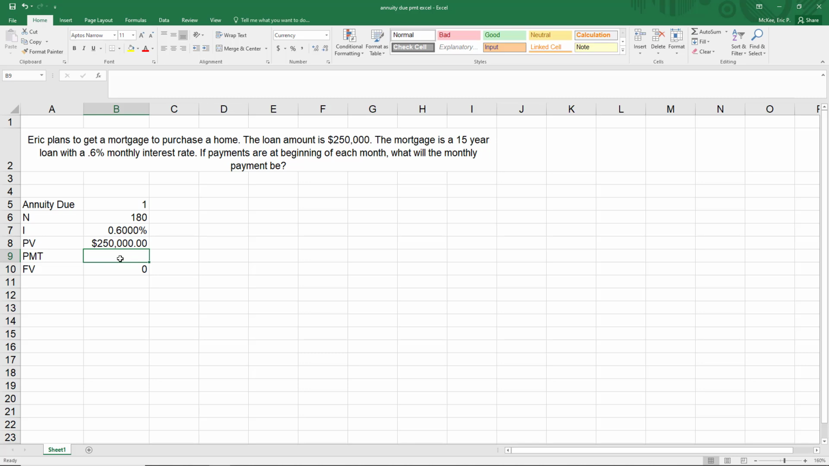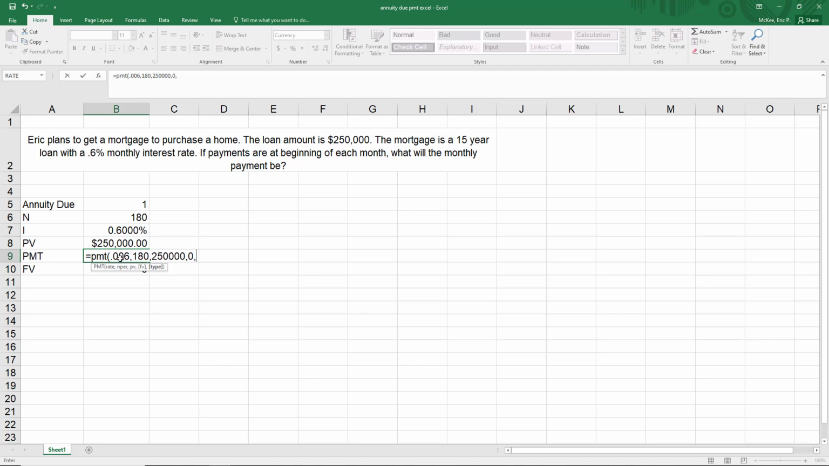Now, I'm going to go to my cell next to payment, type equals PMT, open parentheses, and I need to put in the various parameters. First one is rate for interest rate, so I'm going to put in the 0.006. Number of payments, number of periods, nper, is 180. Present value is my $250,000. And then future value, by default, it's 0, which is also what I want, but I need to put something in for type, so I am going to put in 0 for future value.